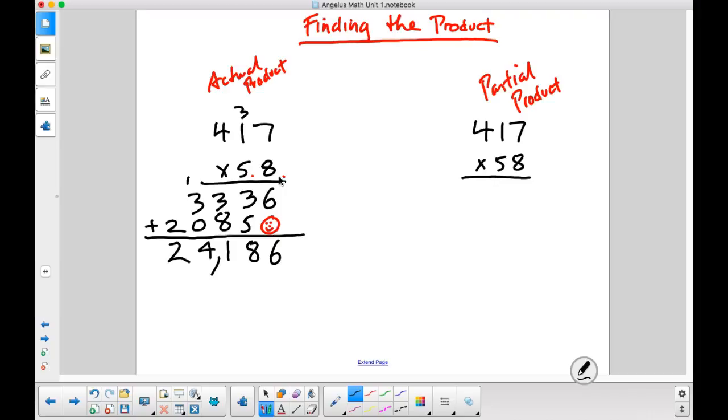No. Partial product has no regrouping. When I do 8 times 7, 8's a 1, 7's a 1. But 8 times 1 is not 1. What does that 1 actually represent? It actually represents 10. Thank you. 8 times 10 is 80. When I'm multiplying 8 times 4, what is that 4? 4 and 8. Who gets it now?